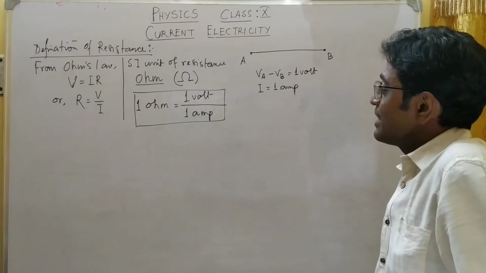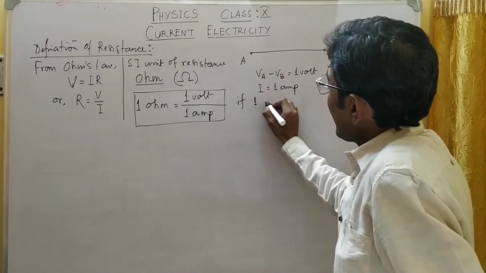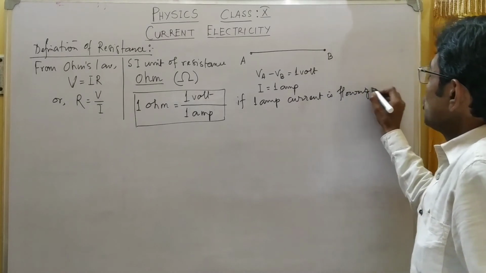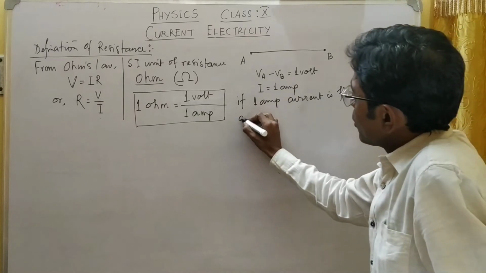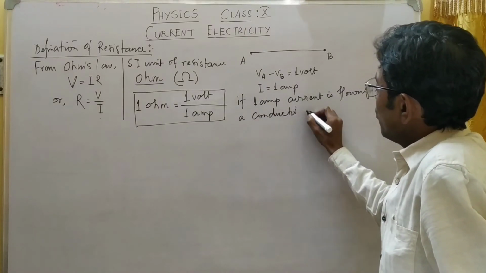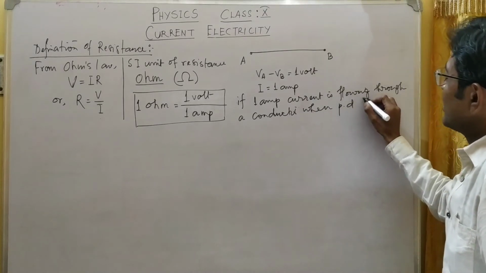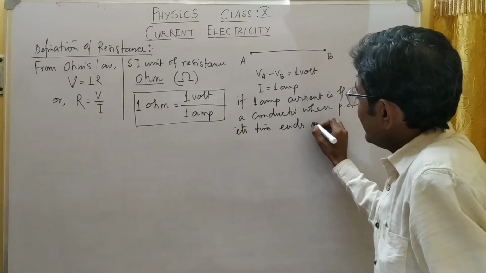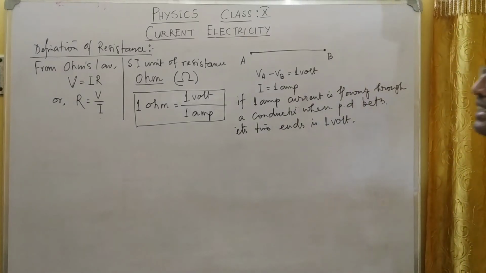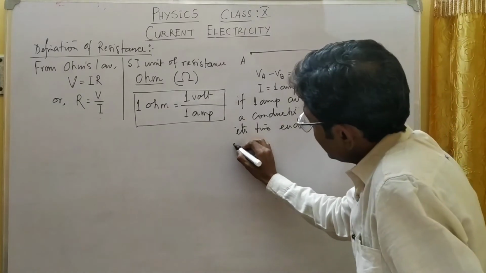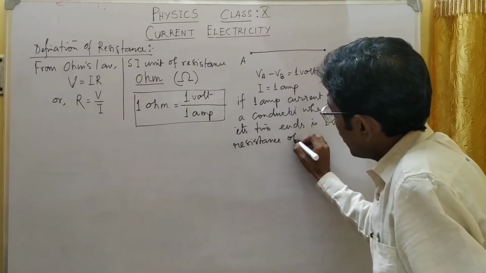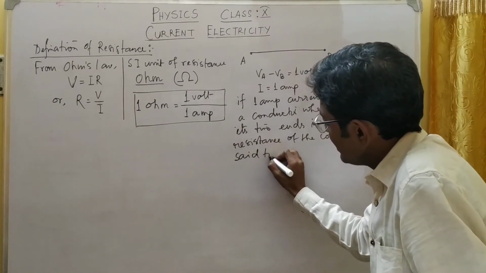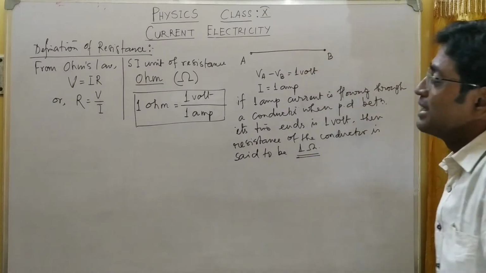So I can frame the definition like this. If 1 ampere current is flowing through a conductor when potential difference between its two ends is 1 volt, then resistance of the conductor is said to be 1 ohm. So remember this definition.